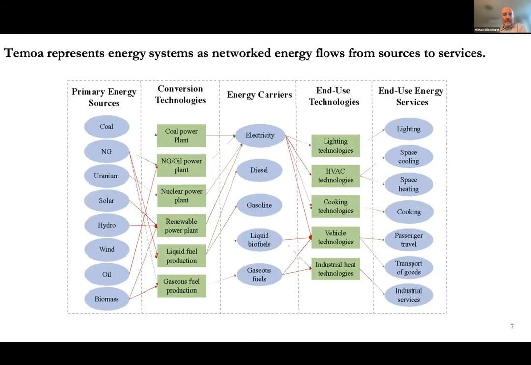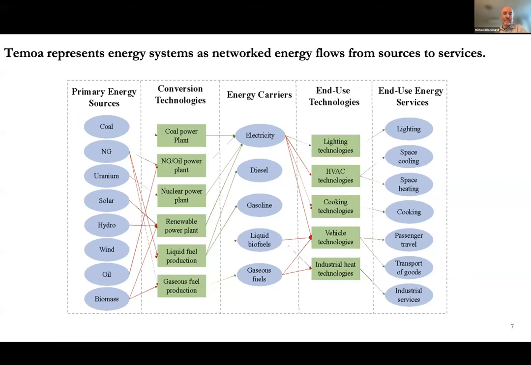I know this is somewhat complex for those of you who aren't in the energy space, but you can simply think of this as a flow diagram from energy sources. These are all the choices we have and how we power our economy on the very left-hand side. And we convert those sources to energy services. We make electricity, we refine petroleum, and then we buy technologies that provide a service to us, like lighting or space cooling. And TEMOA reflects the network of how we move energy from sources to services.